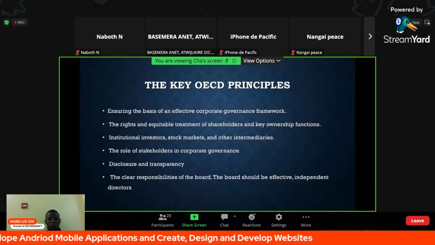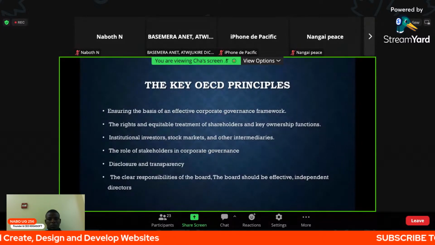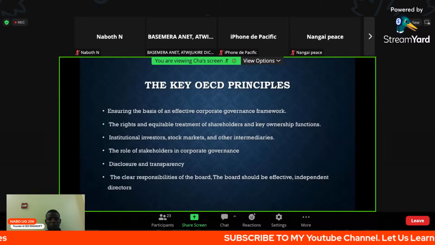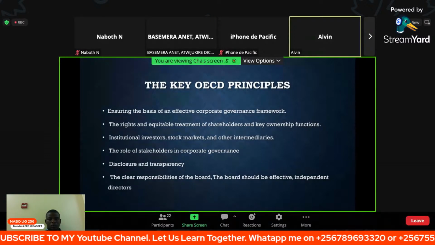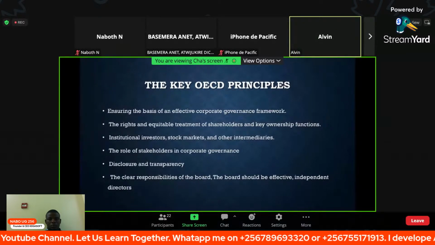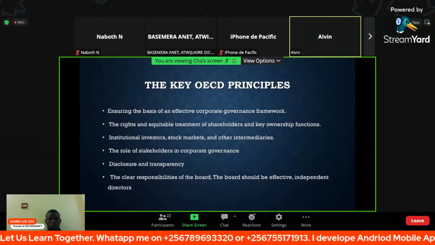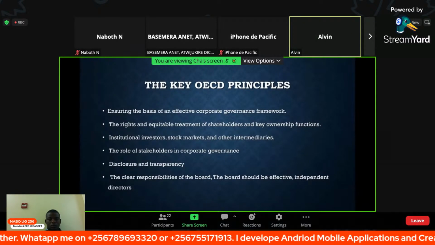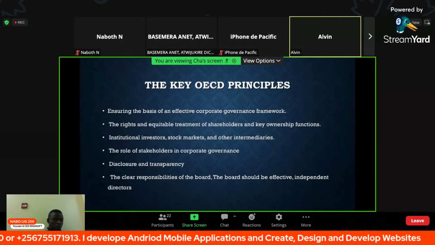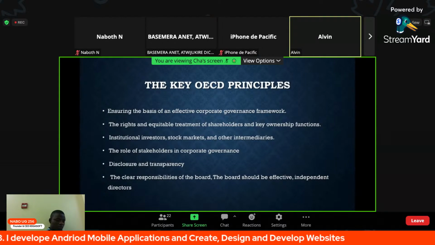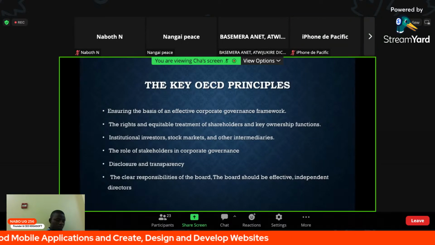Another one is the role of stakeholders in corporate governance. In this case, the corporate governance framework should recognize the rights of stakeholders established by law or through mutual agreements, and encourage active cooperation between corporations and stakeholders in creating wealth, jobs, and the sustainability of financially sound enterprises.